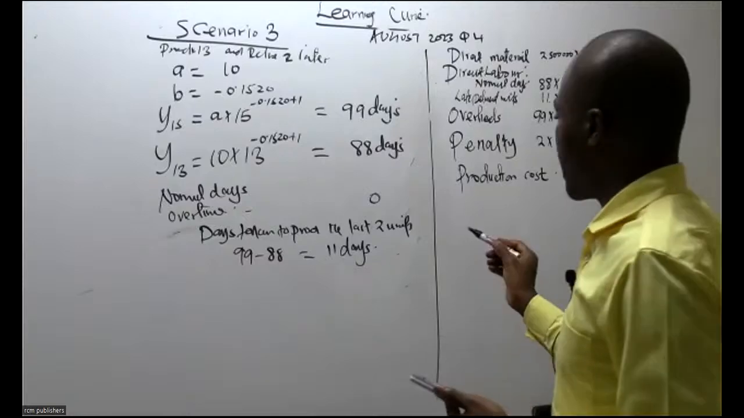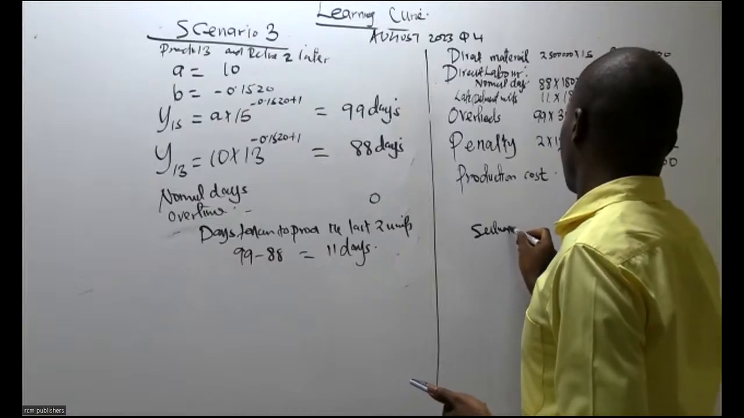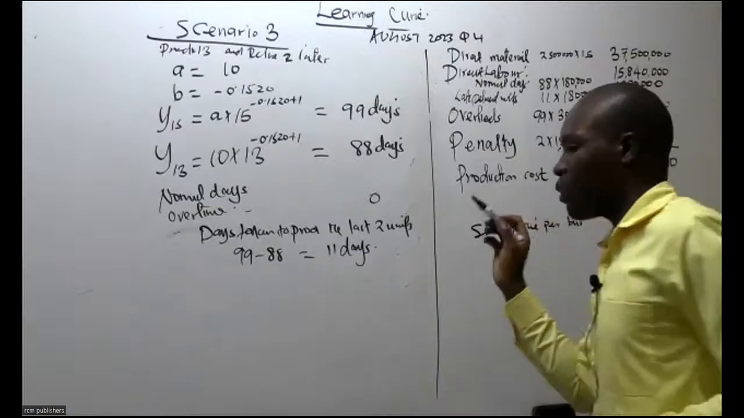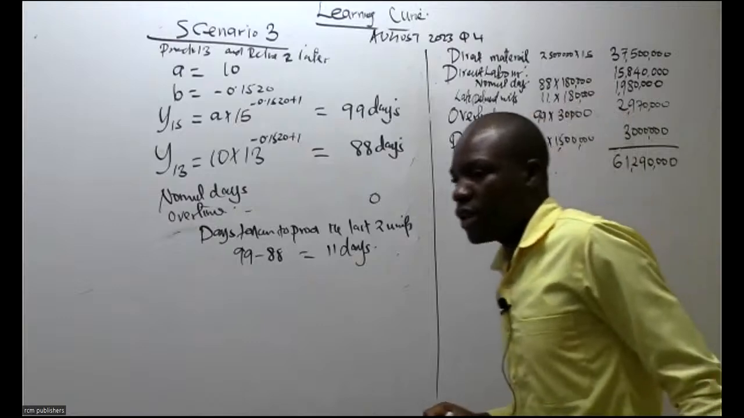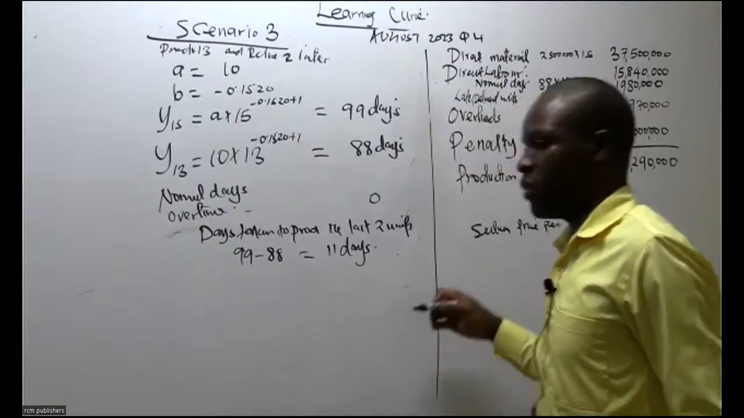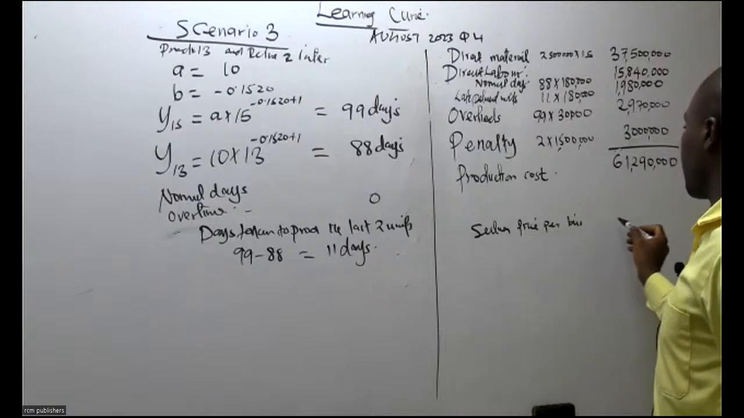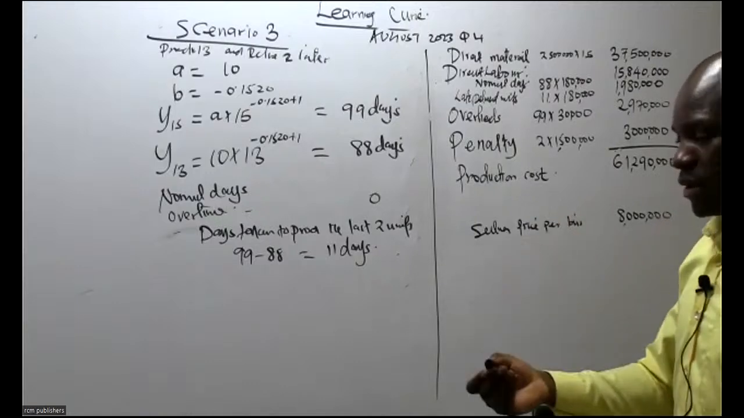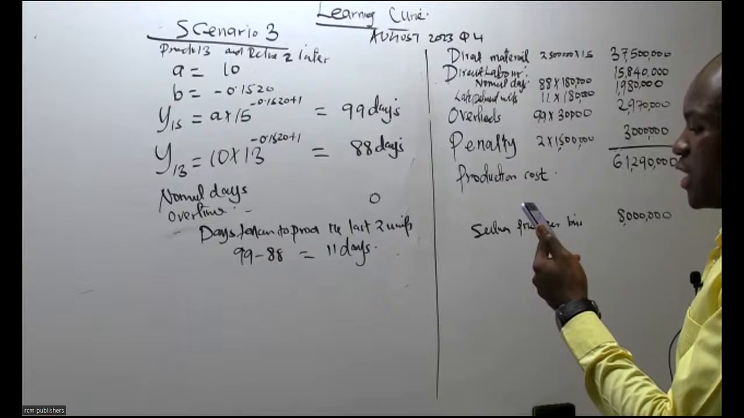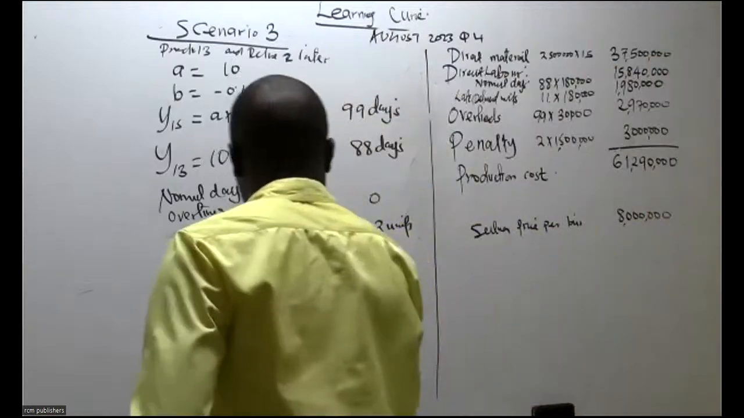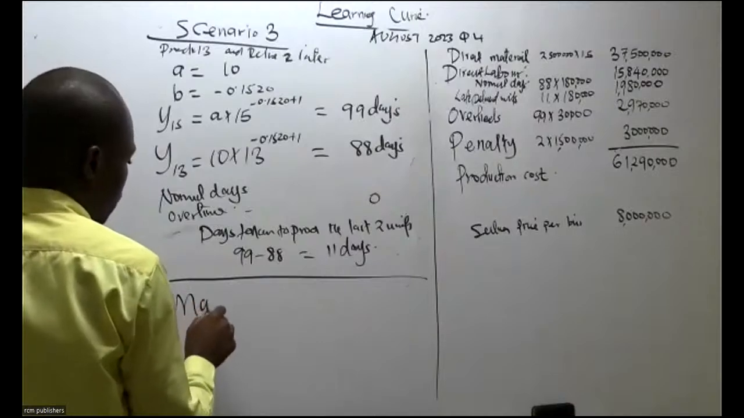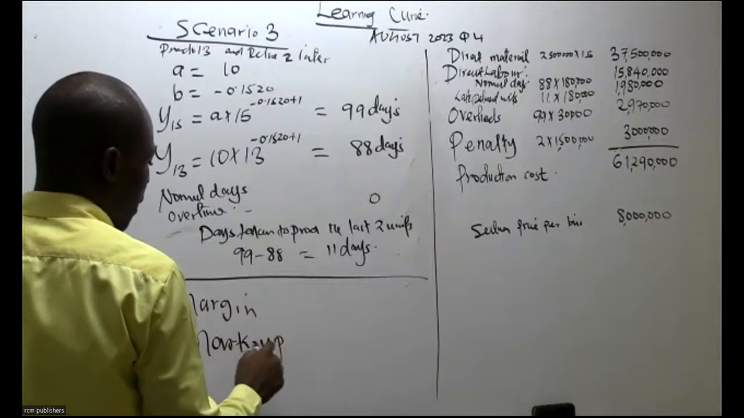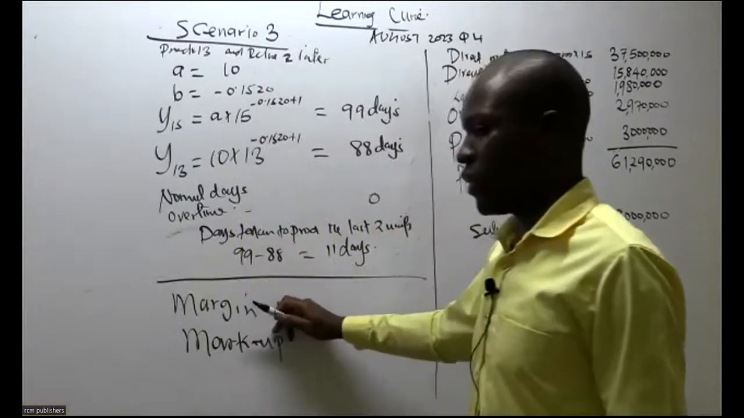They are intending to sell one bus at a selling price, where are we supposed to use the profit margin? Sasa tumefika hapo. The selling price per bus is 8 million. And we are told the target profit margin. I believe at this level, we understand the difference between margin and markup. Markup is on the cost, margin is on the sales value.